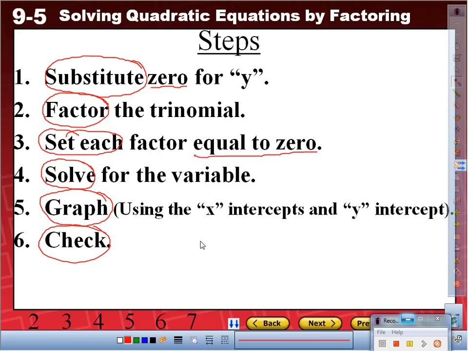All right? So let's see. Once again, step 1, substitute 0 for y. Step 2, factor the trinomial. Step 3, set each factor equal to 0. Step 4, solve. Step 5, graph. And at the end, check.